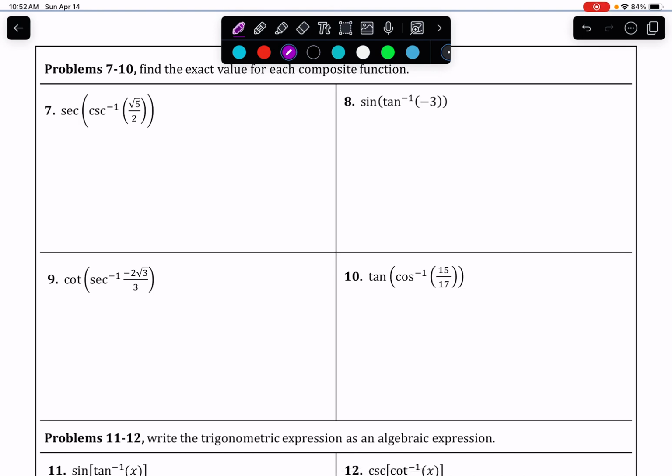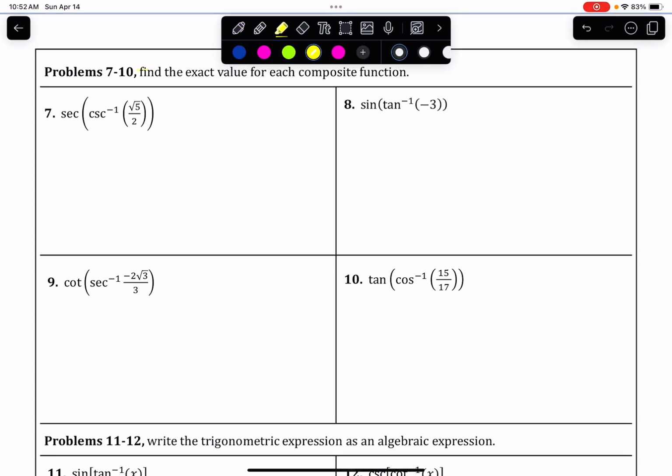We are working on Unit 3B in the review, starting with problem 7. So we have new directions here. The directions say find the exact value for each composite function. Okay, so let's start with the first one, number 7.